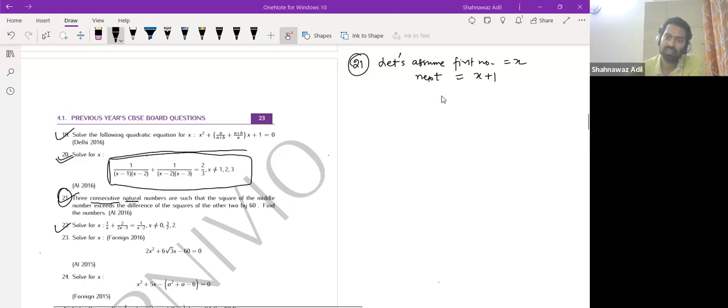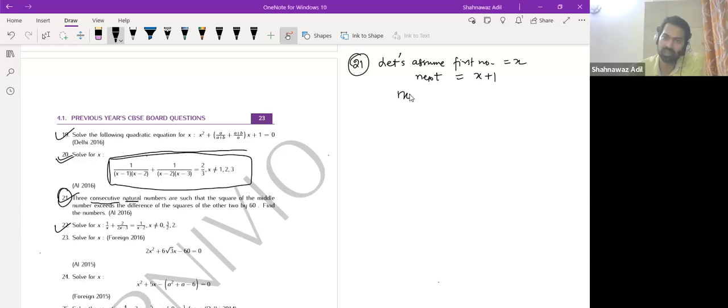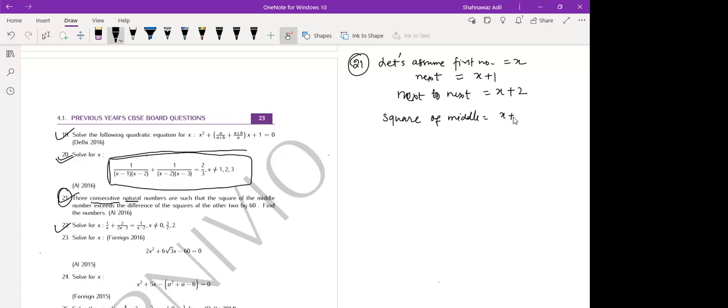Okay, maybe Hashid is gone. And what would be the next to next number? x plus 2. So how should I write? Next to next, the number after it. That is x plus 2. Now let us see what it is saying. The square of the middle one. What would be the square of the middle? x plus 1, the whole square.